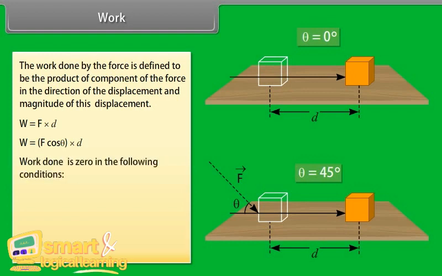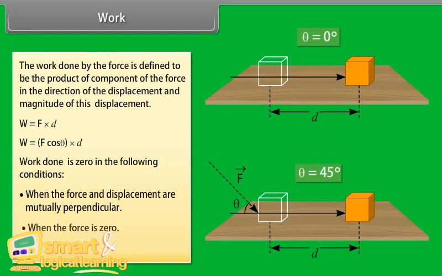Work done is zero in the following conditions: when the force and displacement are mutually perpendicular, when the force is zero, and when the displacement is zero.